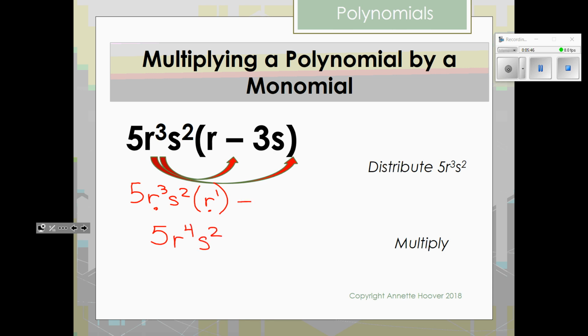Then we have a minus sign, 5r cubed times s squared multiplied times 3s. I can do a negative 5 times 3, which is a negative 15. We have an r cubed. We have an s squared times s to the first, so we add the exponent and get s cubed.